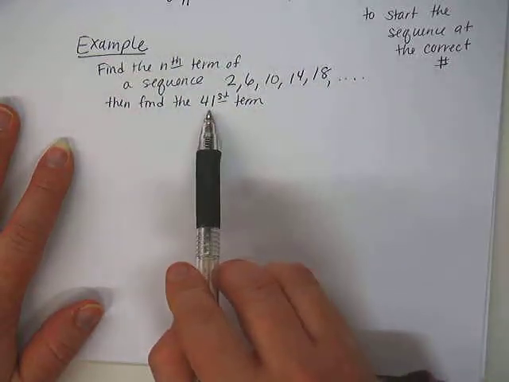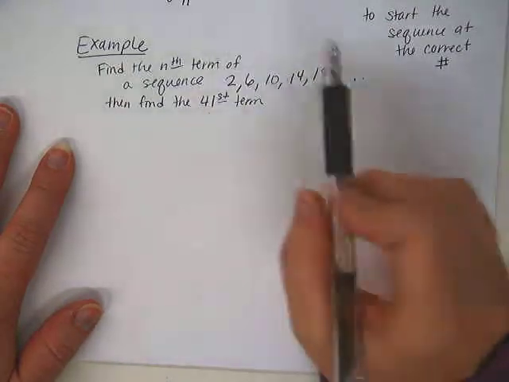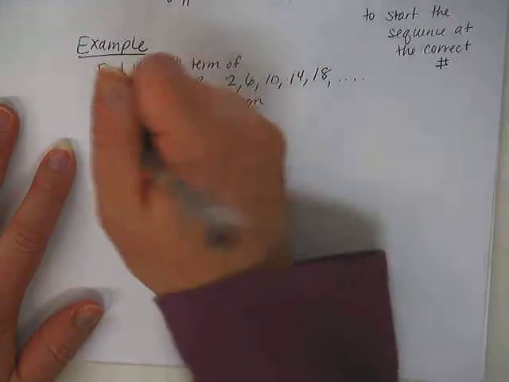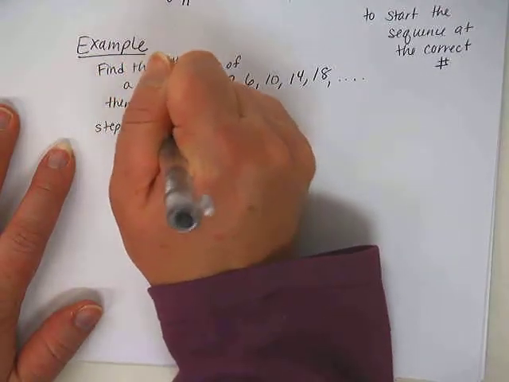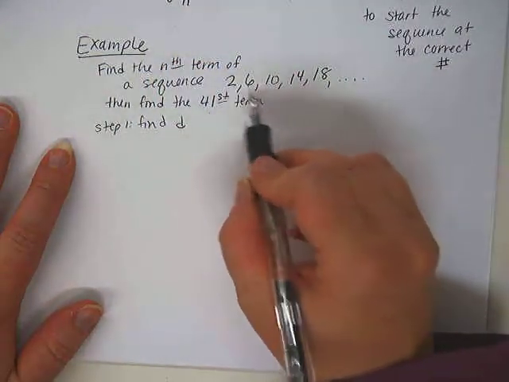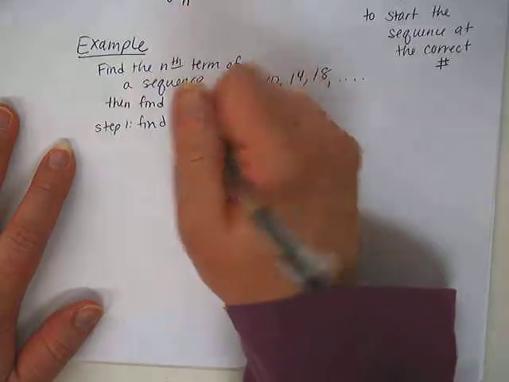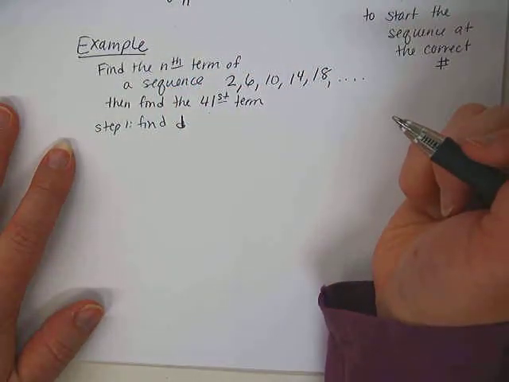So in other words, what are we finding? I didn't ask for exactly what it's called. I said it a different way. We're finding a general formula. And then after we find the general formula, it's easy to plug in 41 and get an answer. Okay, the first thing we need is D, our common difference. So step 1, find D.